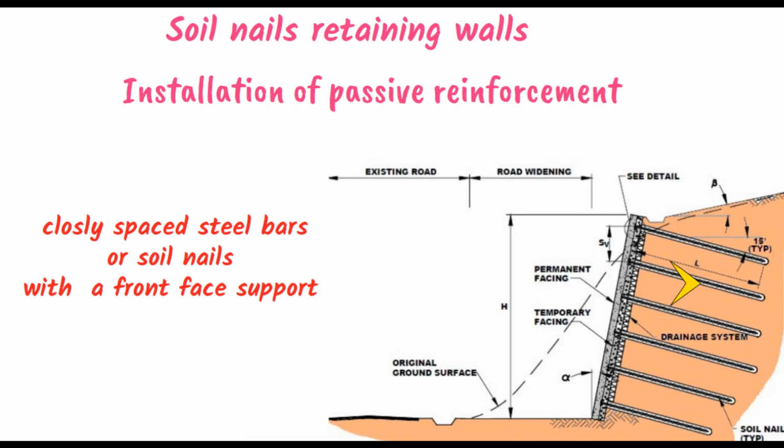And the temporary wall is done using shotcreting. First the nails are connected and shotcrete will be done by fixing a wire mesh, and after that a permanent fascia will be provided using a reinforced concrete layer.